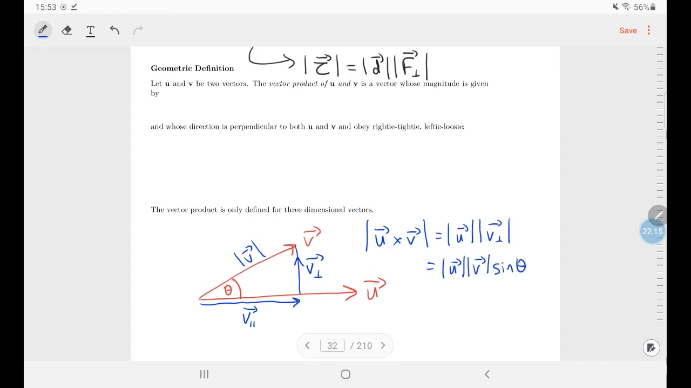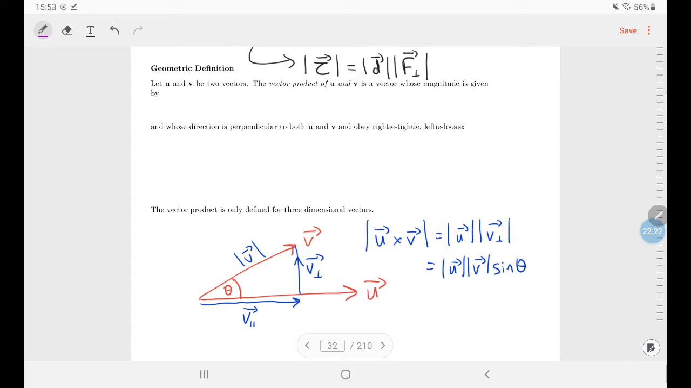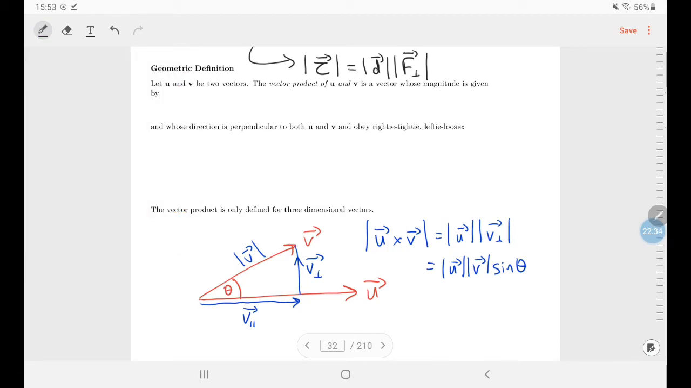And it turns out when the angle between them is bigger than 180, I think it still works. I don't think I have to change anything there, because sine of an angle bigger than 90 is still positive. Yeah, so that's what it is. Okay, so let's write this down.